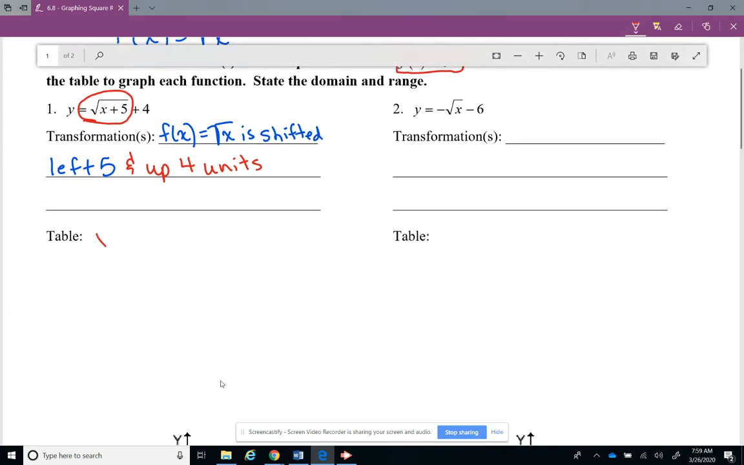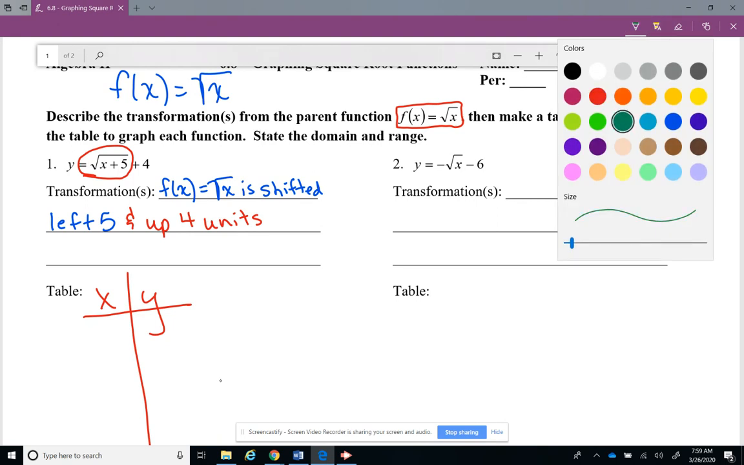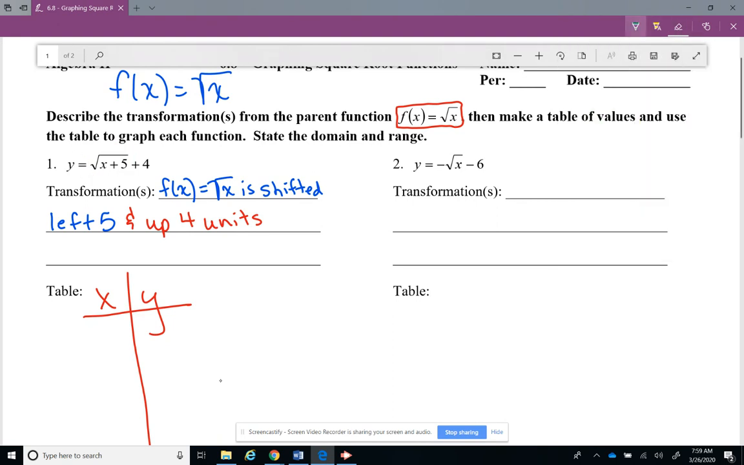All right, so I'm going to do a table right here. Before I can even start the table, let me pull up a different color. I'm going to pull up green. You look underneath the radical. You take that x plus 5, just like we were doing yesterday, and that x plus 5 has to be greater than or equal to 0. If it is not greater than or equal to 0, it will end up being a negative number underneath the radical, which means it's going to end up being an imaginary number.